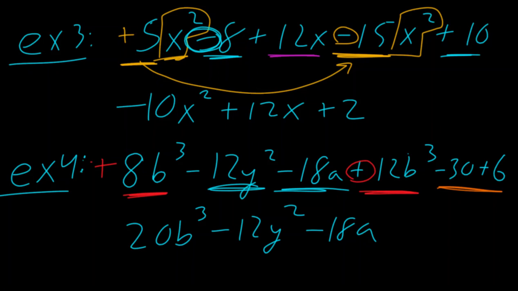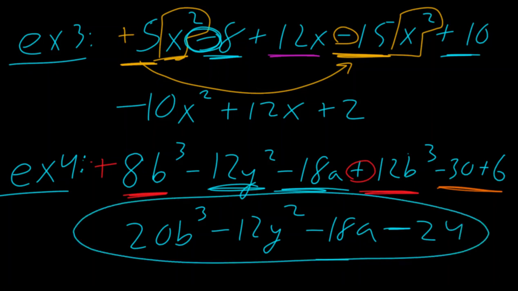And of course, negative 30 plus 6, there are more negatives than positives. And so we have negative 24.